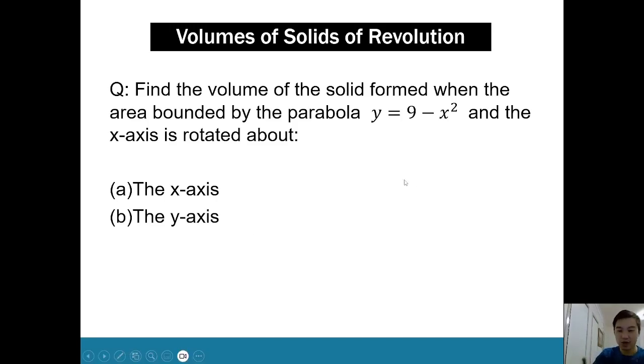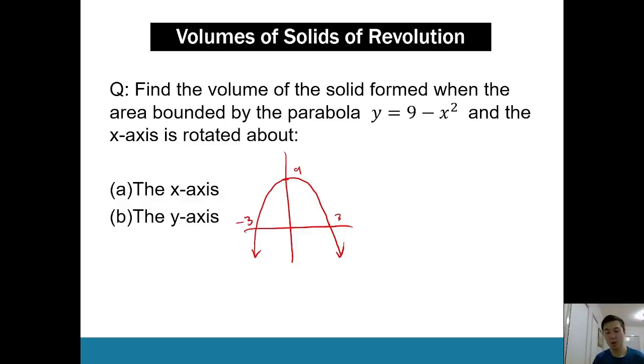So always draw a diagram. We have y equals 9 minus x squared, so that's going to be a concave down parabola. And when y equals 0, 0 equals 9 minus x squared, so x will be plus minus 3, so we know that it has x-intercepts at 3 and negative 3.